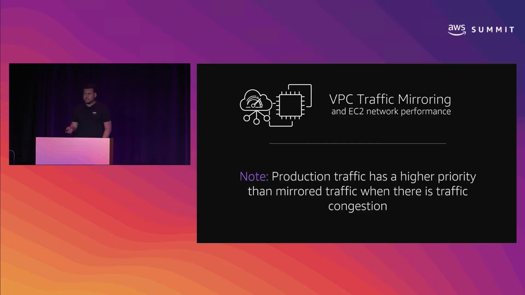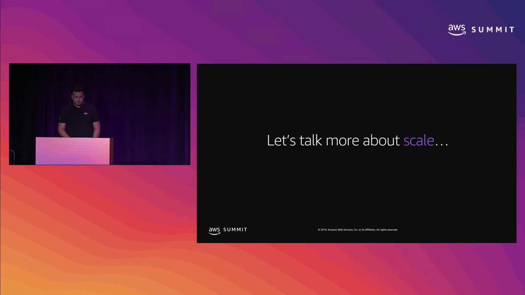So let's say you are sending 5 gigs, but all of a sudden you get 6 or 7 gigs into that instance that's serving your production traffic. We'll drop the mirror traffic and prioritize production traffic so it doesn't affect production workloads. That way, if you turn on a mirroring session on an instance, you don't have to worry about it affecting your production traffic.